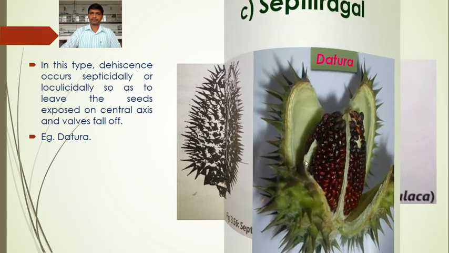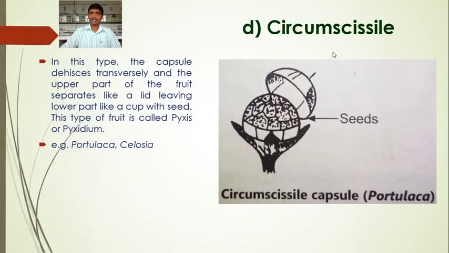Okay. Next type is the circumscissile. In this type, the capsule dehisces transversely, horizontally, and the upper part of the fruit separates like a lid, leaving a lower part like a cup with the seeds. So this type of fruit is also called as pyxis or pyxidium. For example, Portulaca, celosia.